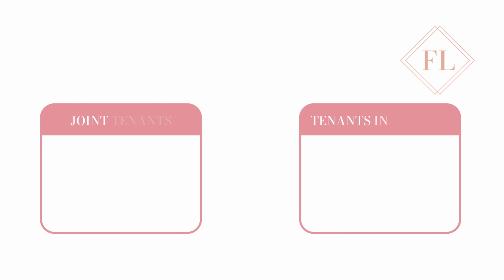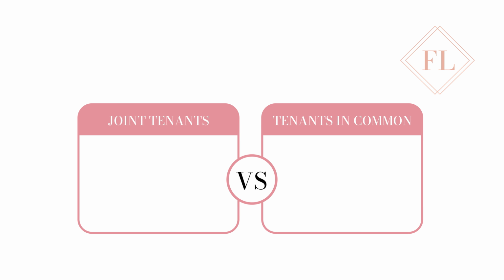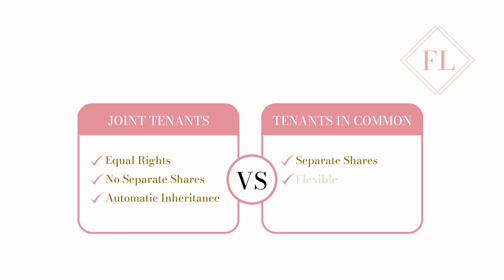Okay, so now let's put those side by side and let's try and do it in one breath. The big differences: joint tenants is equal rights, no separate shares, and automatic inheritance. Tenants in common is separate shares, flexible inheritance, and independent control.